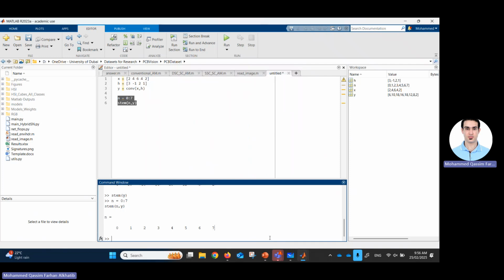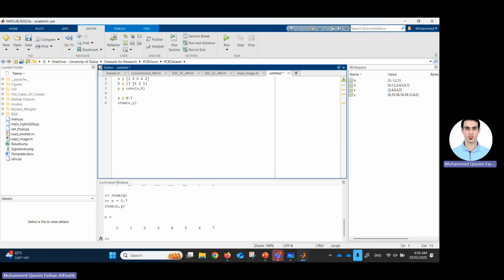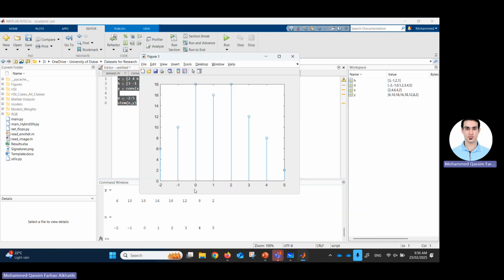All right. If I have the function, let's say, where the first sample starts at -2, I would say -2 to 5, because that's where my convolution will start. And the output shown here starts at -2 all the way to 5.